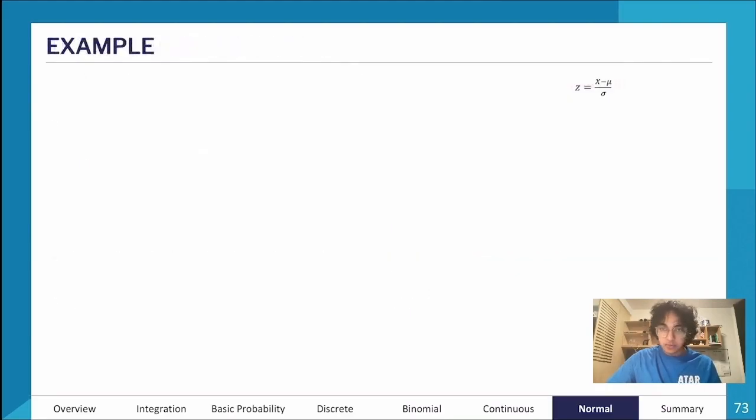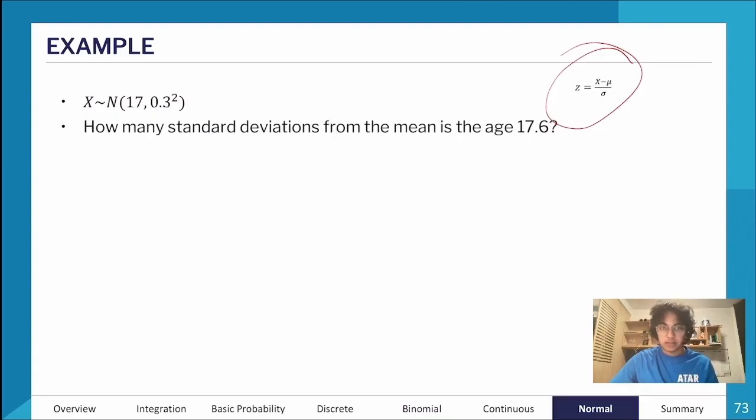Let's go through an example using this formula. Let's say we have the same sort of distribution as before, a mean of 17 with a variance of 0.3 squared. How many standard deviations from the mean is the age 17.6? Okay, so let's try to work that out. We just chuck that into our equation.